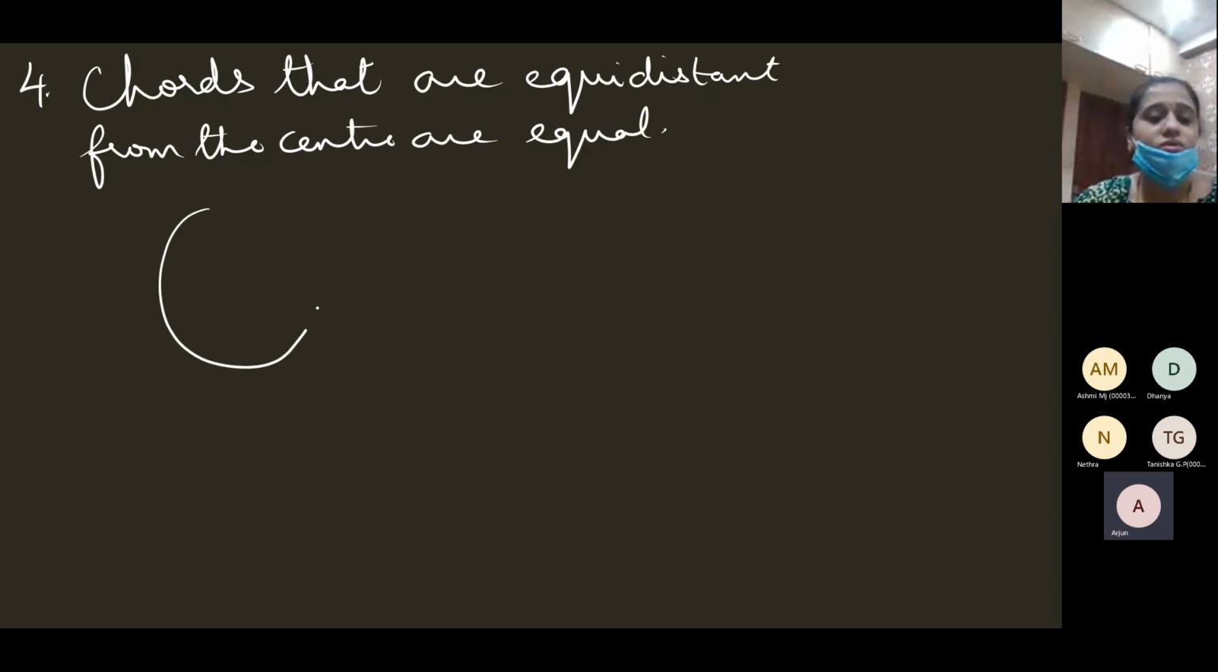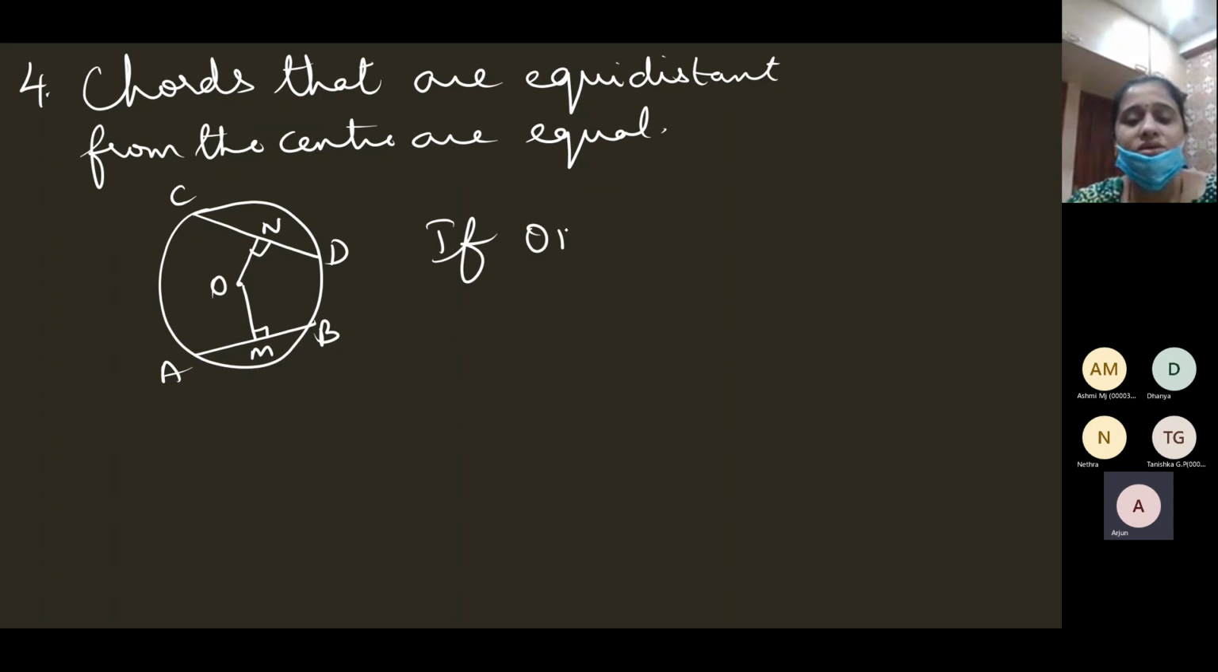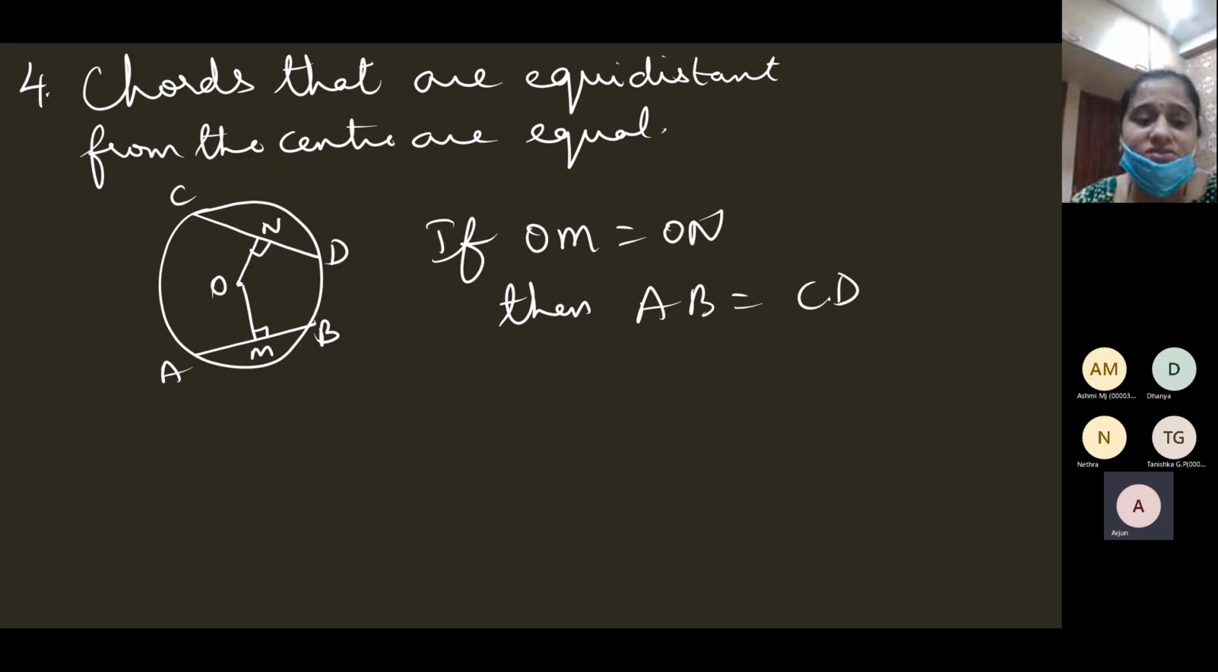So again, this is the converse. If OM is equal to ON, then AB is equal to CD. OM is the distance of chord AB from the center. ON is the distance of the chord CD from the center. So if the distance OM is equal to the distance ON, then the respective chords are equal. Then AB is equal to CD.